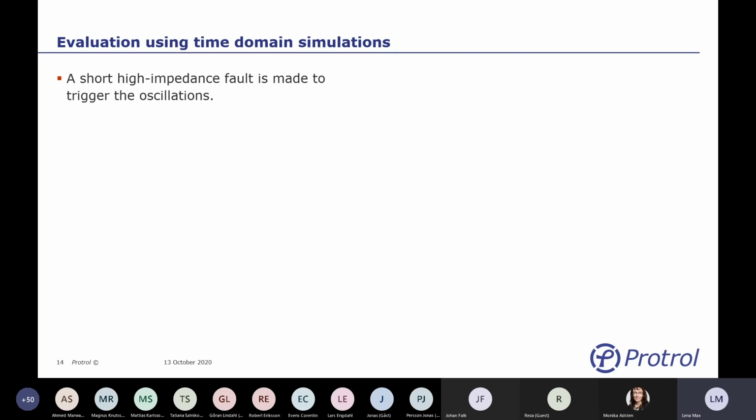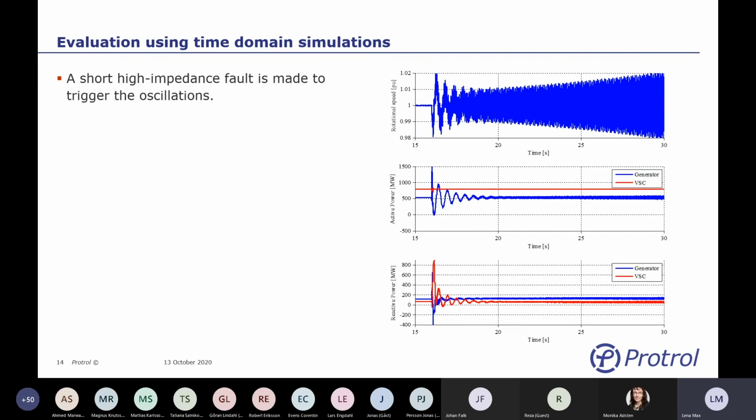And to evaluate or verify this, we make a high impedance fault that's made to trigger these kinds of oscillations. Resulting from time domain simulations, we can see here that we make a fault, and then we have some quite slow oscillations. We see the rotational speed of the generator in the top plot here, and then we have the active power from the generator and the converter, and also the reactive power.